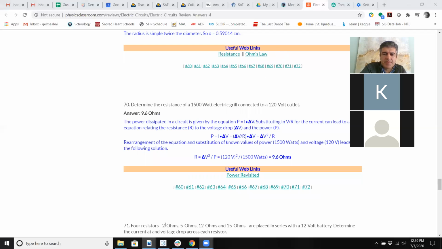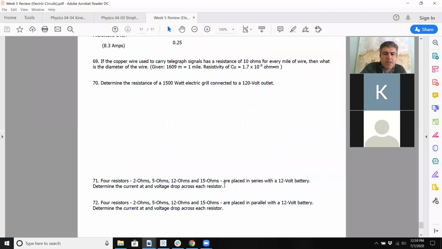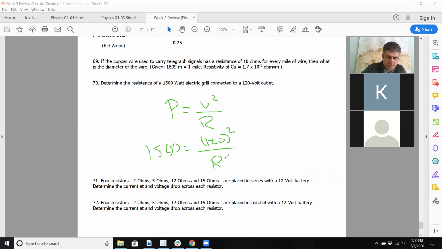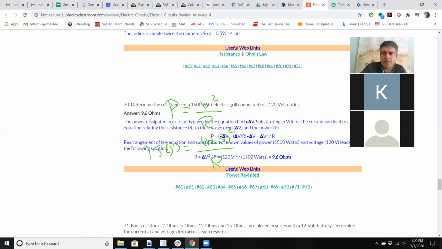Lastly, number 70. Determine the resistance of a 1500 watt electric grill connected to, well, that's pretty easy. Remember, power was V squared over R, 1500. Just work it out. So you should get about 9.6 ohms. Which we have right there.